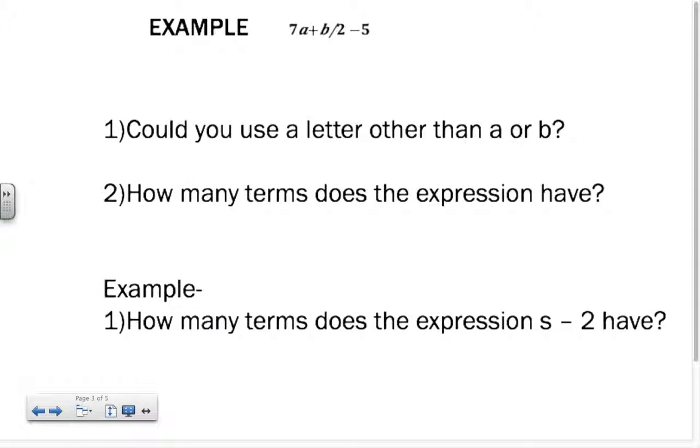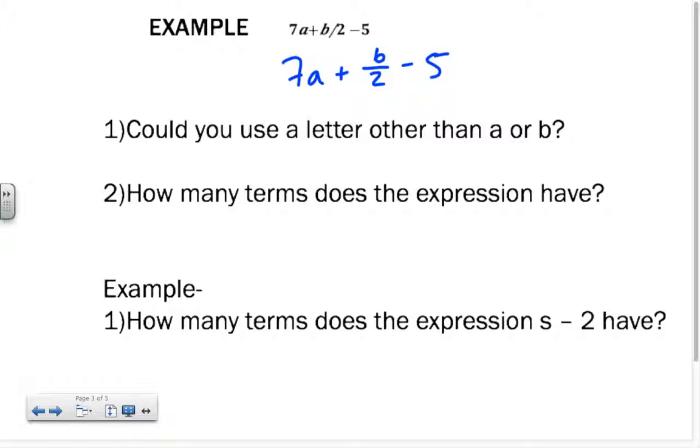So let's see an example in play. I'm going to rewrite this because the syntax on the computer doesn't read well. That really just says 7a plus b over 2 minus 5. Could you use a letter other than a or b? Of course. I mean, they're just variables. They're placeholders. It can be anything. You can write 7 cloud plus tree over 2 minus 5, or 7 cloud plus cookie over 2 minus 5. They're just variables, so you can change those to C's and D's. We're going to kind of see that in play in the next slide.